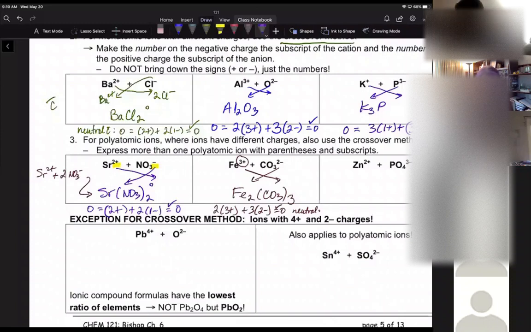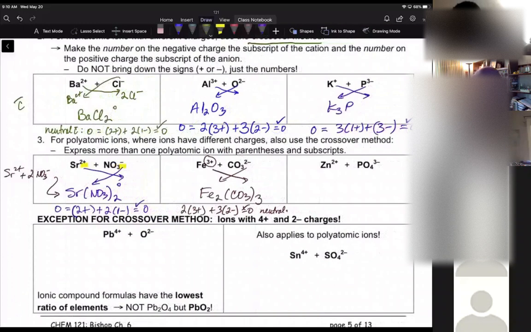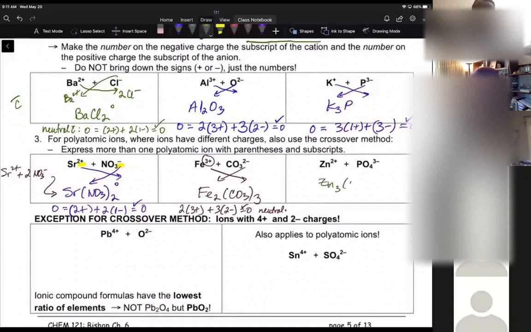It's not necessary. If we write a compound, then we know that it is neutral. It has to be neutral. We'll do it one more time with zinc and phosphate using the crossover method. We will need parentheses around that phosphate, and there are 2 of them.